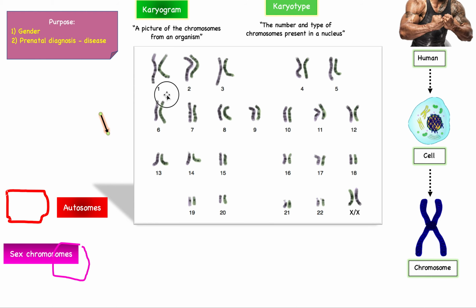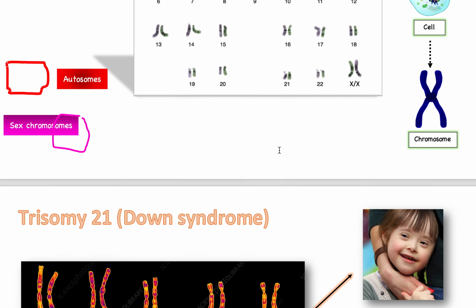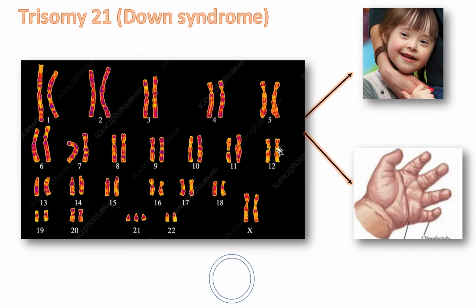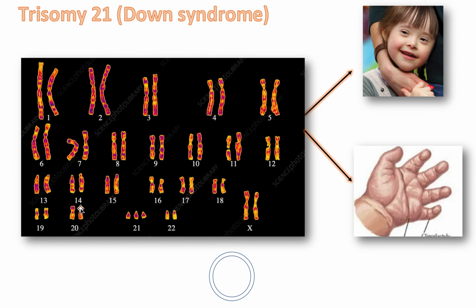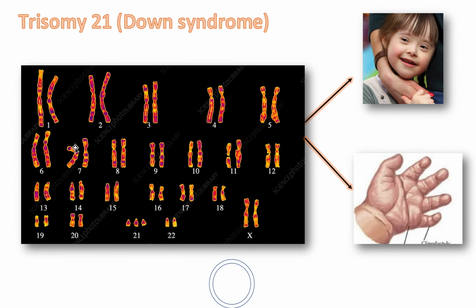So here, real quick, just to make it clear, this is a karyogram. Before I explain these two words, can you think of an example of a karyogram or a karyotype that would be different due to a disease? One that you need to know is trisomy 21. Look at this karyogram and tell me what's different from the normal karyogram.